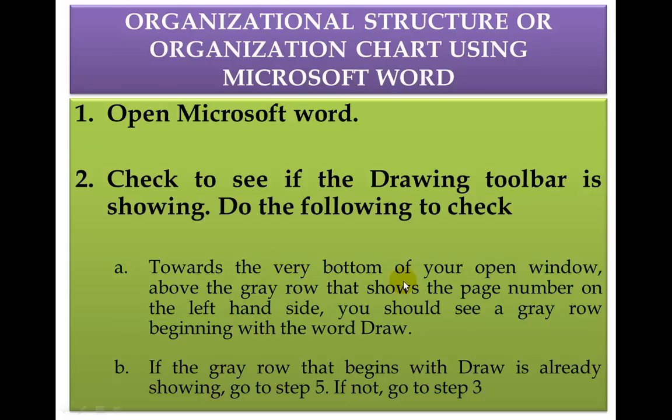Towards the very bottom of your open window, above the gray row that shows the page number on the left hand side, you should be able to see a gray row beginning with the word art. If the gray row that begins with the word draw is already showing, go to step 5. If not, go to step 3.